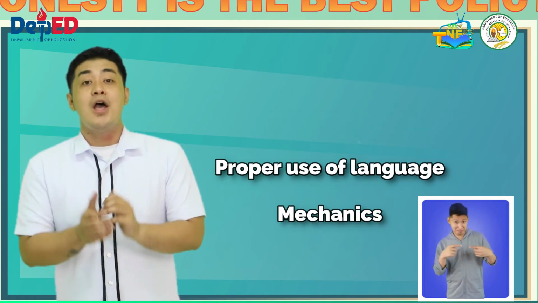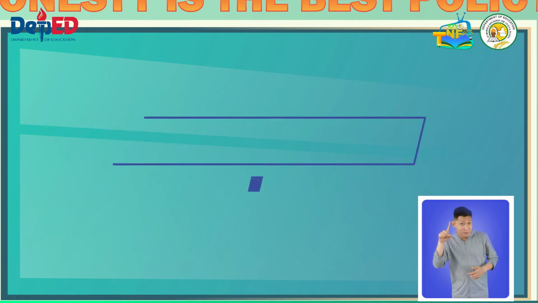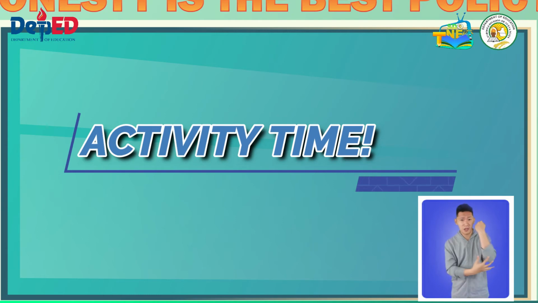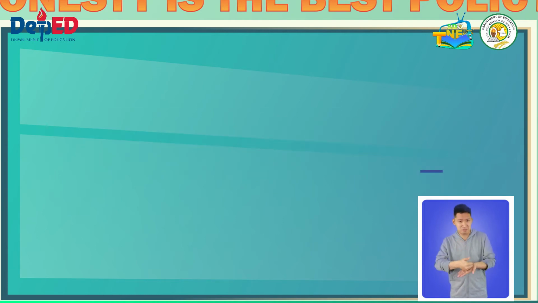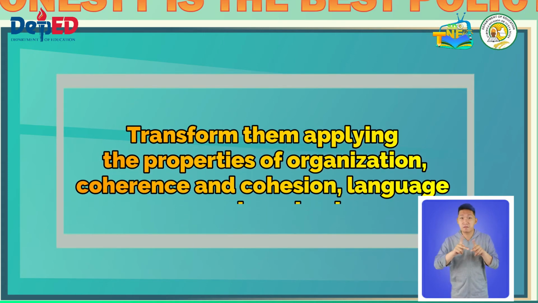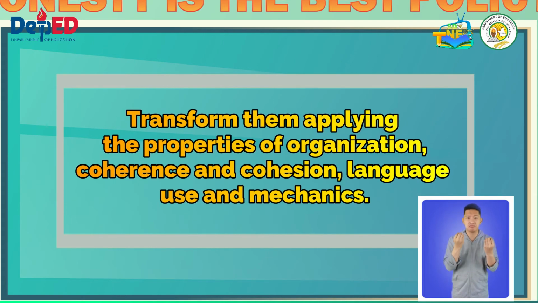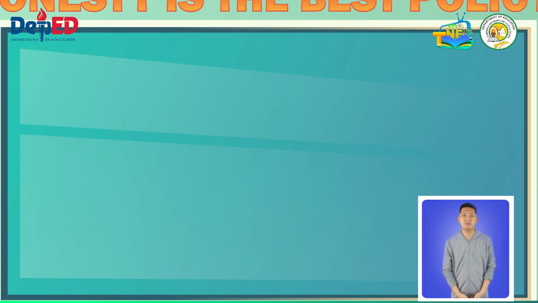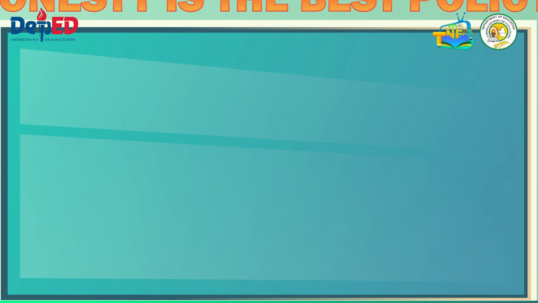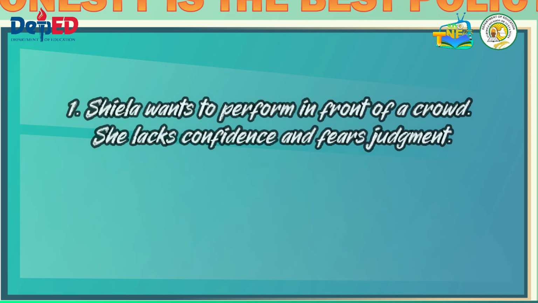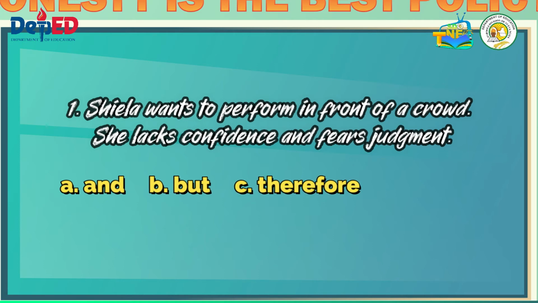Do you agree? Of course! For our activity, I have here poorly written statements that need your help. All you need to do is transform them applying the properties of organization, coherence and cohesion, language use, and mechanics. Let's take a look at the first one. Which is the most appropriate transition word to join the two statements? Is it A, and, B, but, C, therefore, or D, thus?